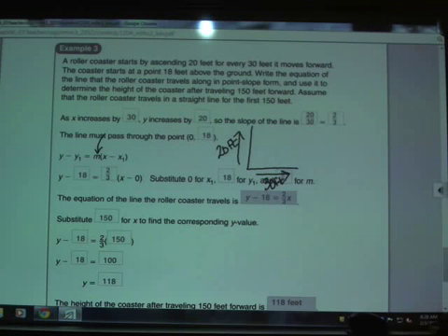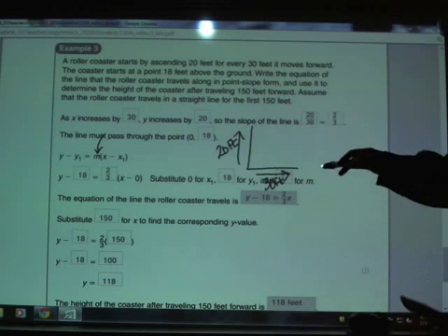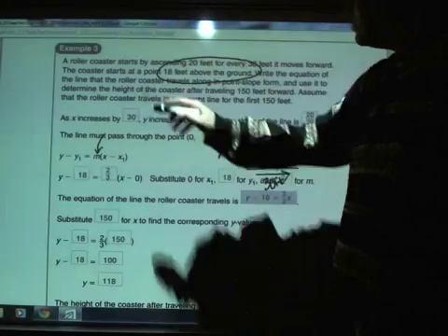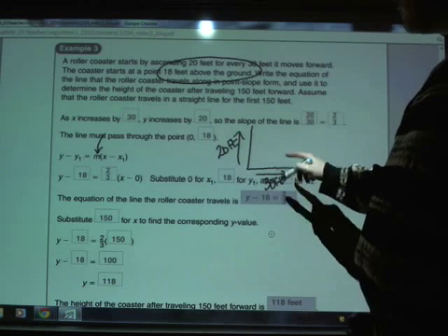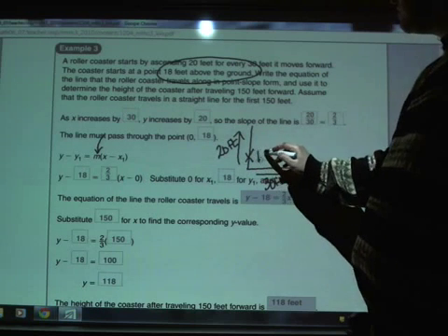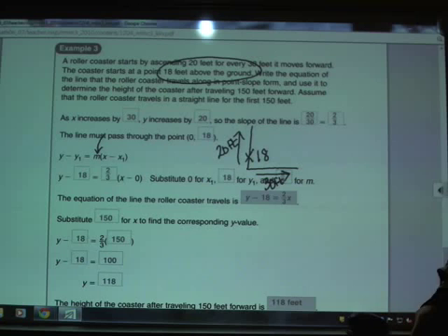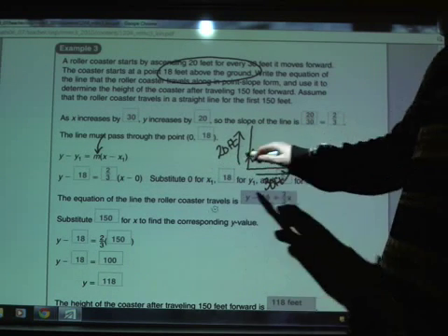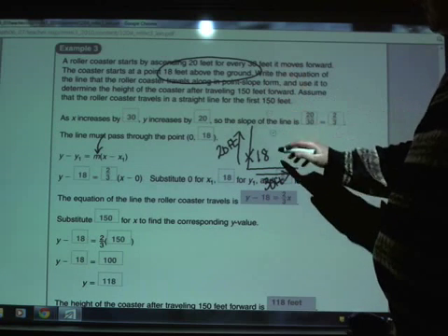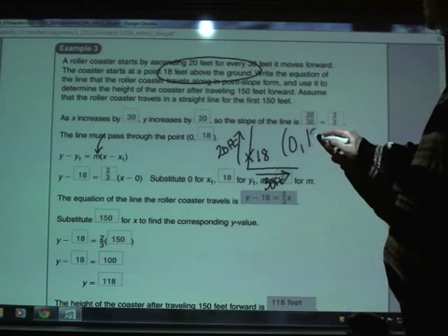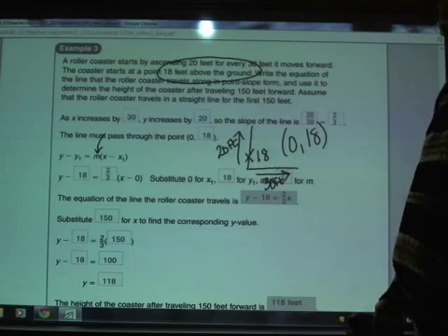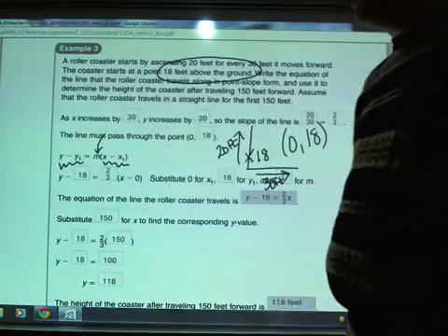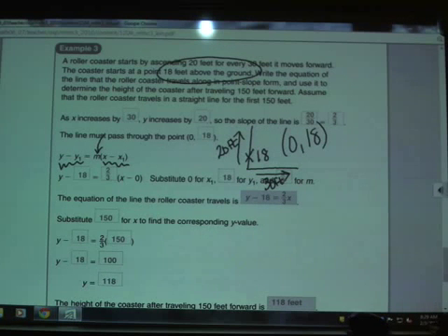Where does that come from? Well, what they're saying here is that before the coaster has even moved forward, it's already 18 feet above the ground. So it hasn't moved forward yet, but when it starts, it's right here at 18. Well, that's the point (0, 18), of course, because I haven't moved over on the x-axis, but I'm up 18 on the y-axis. And that's great information because that's what I need to fill in my x block and my y block here to write my equation.